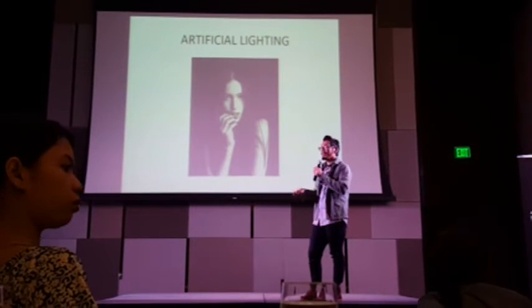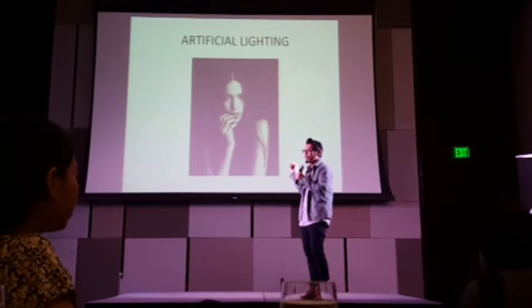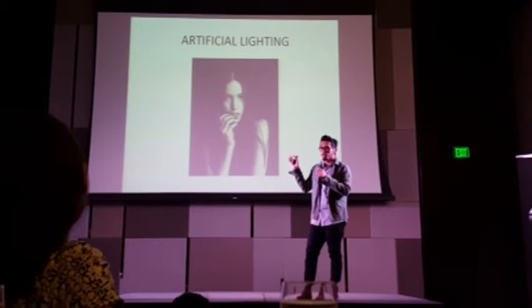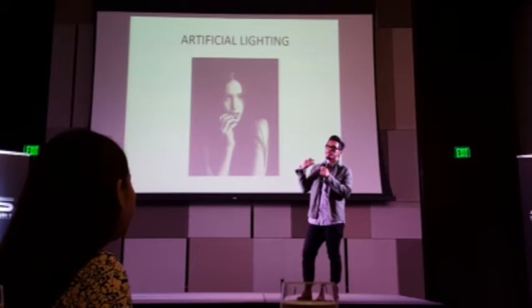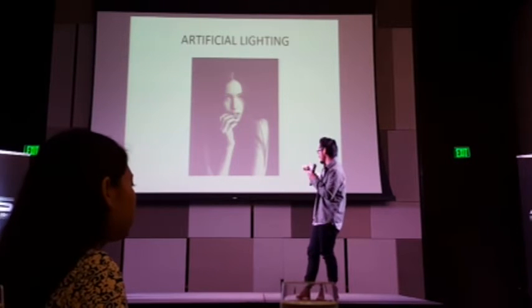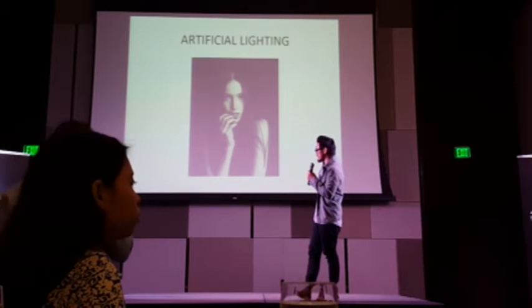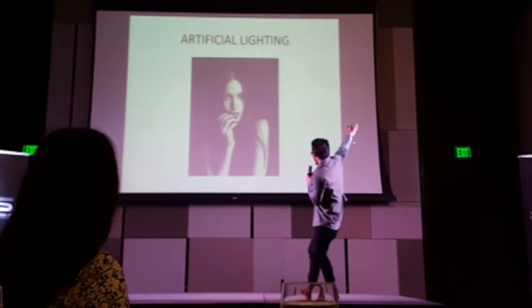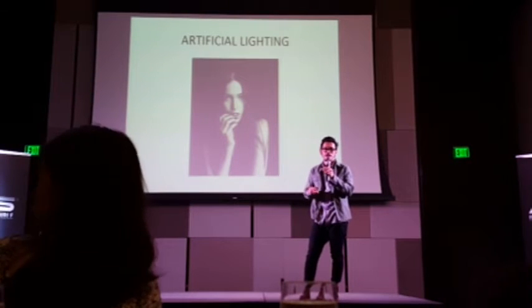Then artificial lighting here. Because I was shooting this in a studio, I needed to recreate light, and I wanted it very moody, so I positioned the light on the right side and then created some shadows to set the mood.